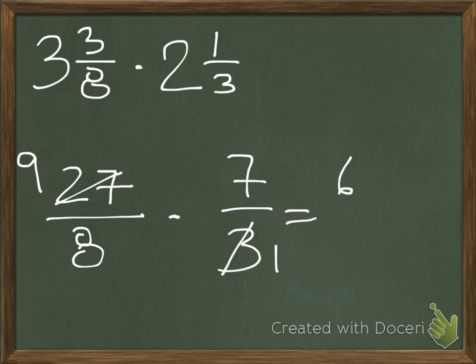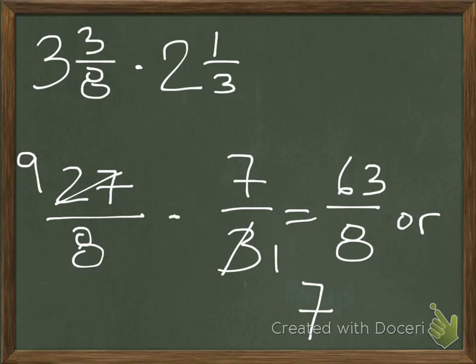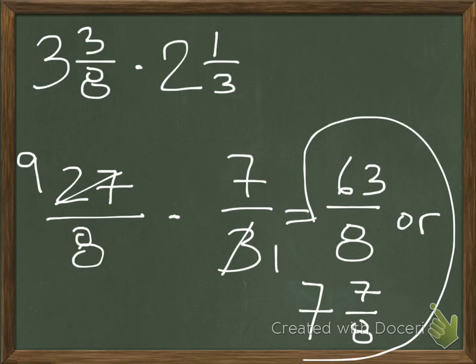So I get 63/8. And I believe that's as simplified as I can get. Now I can write it as 63/8, that would be perfectly fine, or I can make it back into a mixed number. So 8 goes into 63 7 times, and that's going to give us 56, so there's 7 left over. So I can write 7 7/8 as well. But either one of these answers would be considered correct.